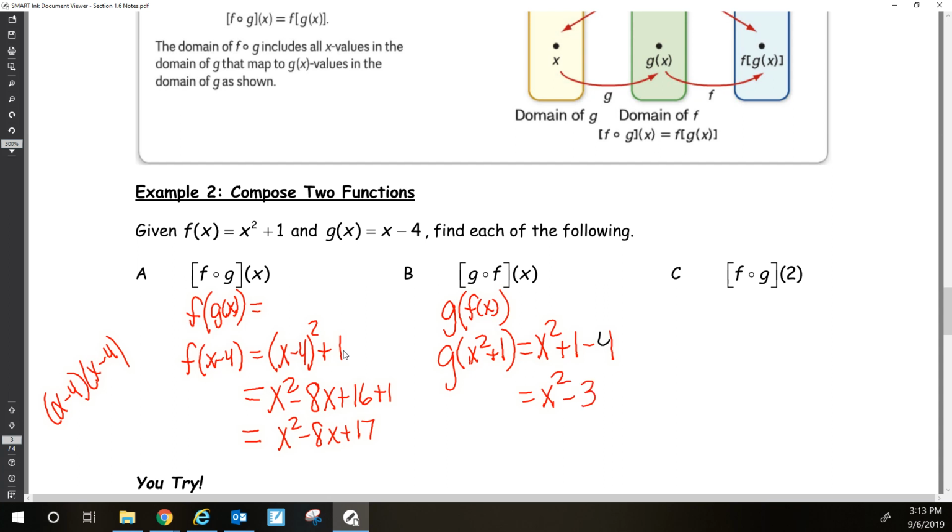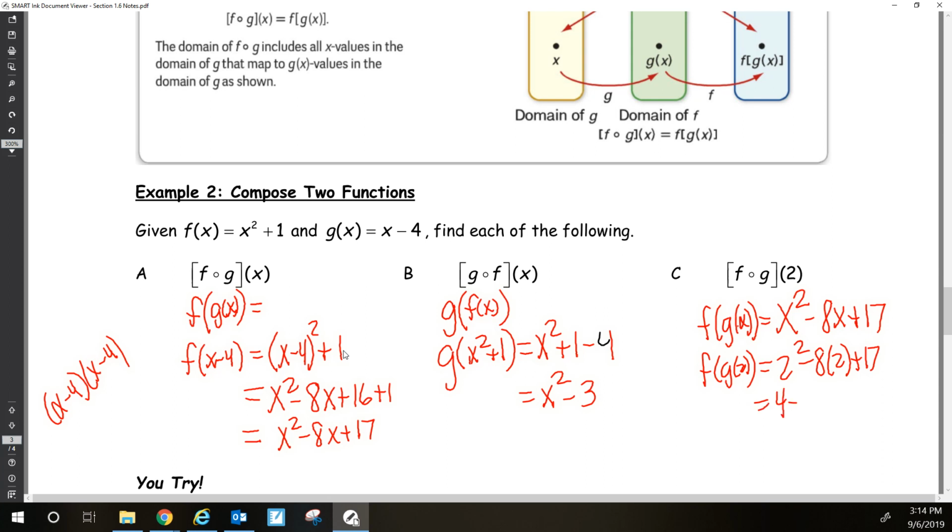Good? All right, and then if I wanted to find f of g of just some number, well, we found f of g of x in A. We know f of g of x is x squared minus 8x plus 17. If I want to find f of g of 2, what am I going to plug in for x? 2, right? So that's 2 squared minus 8 times 2 plus 17. 4. 8 times 2 is 16 plus 17. 17 minus 16 is 1, plus 4 would be 5. And so that's f of g of 2.